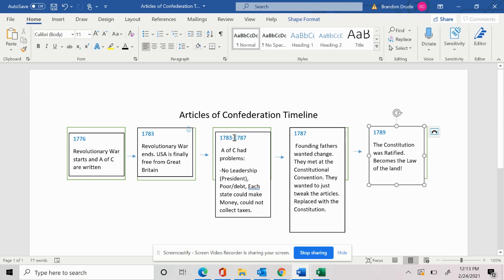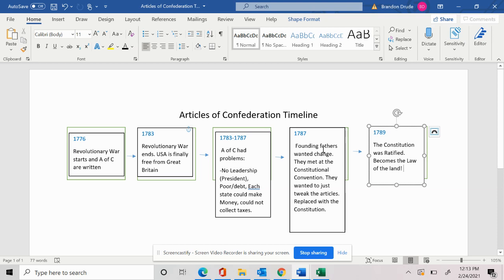So from 1783, because we didn't really pay attention to the problems during the war, we really started paying attention to the problems after the war. From 1783 to 1787, we saw this. And if you remember, Daniel Shays in this time period would do his rebellion, and then people would get upset. And our founding fathers said there needs to be change. So our founding fathers wanted change. So they met at the Constitutional Convention.